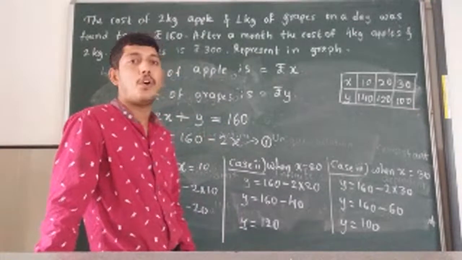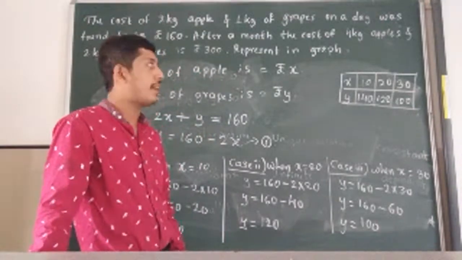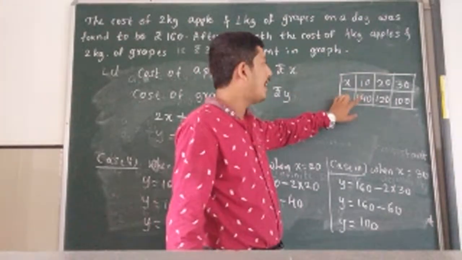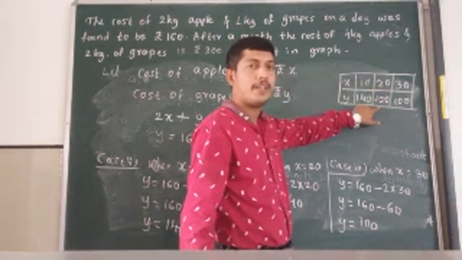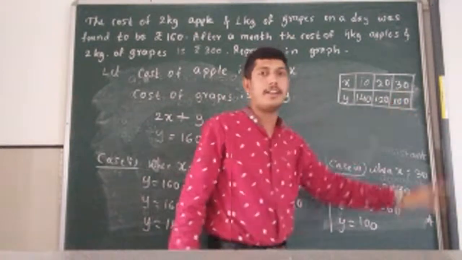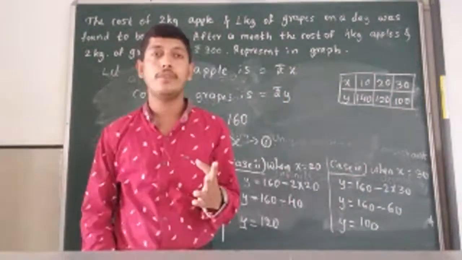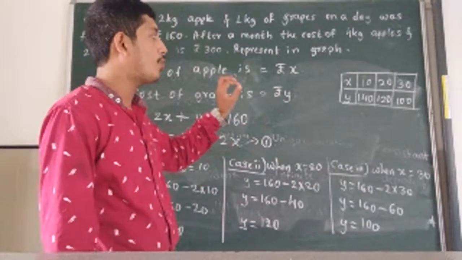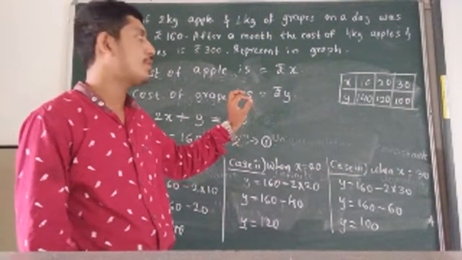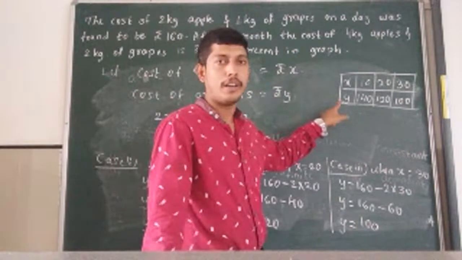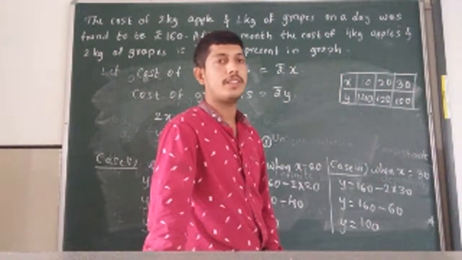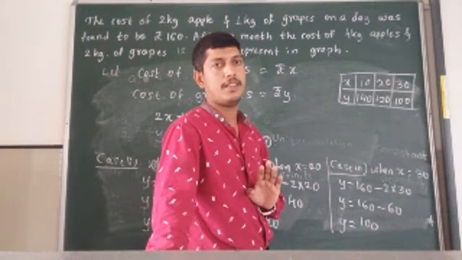Okay, now we got 3 values of x as well as 3 values of y. That means we got 3 coordinate points. The first coordinate point is (10, 140), the second is (20, 120), and the third is (30, 100). So now we have to draw the x and y axes and mark the points which are present in the tabulation, and we have to join the line.